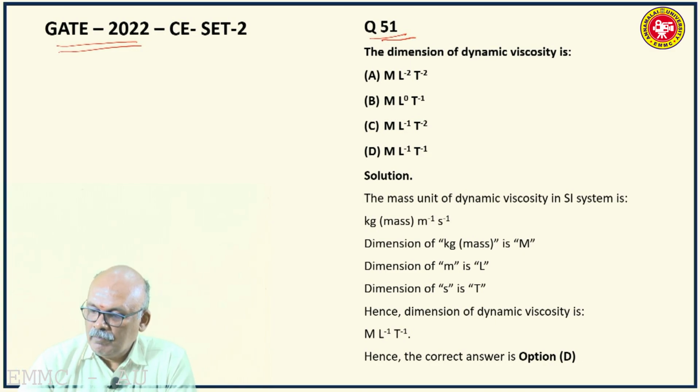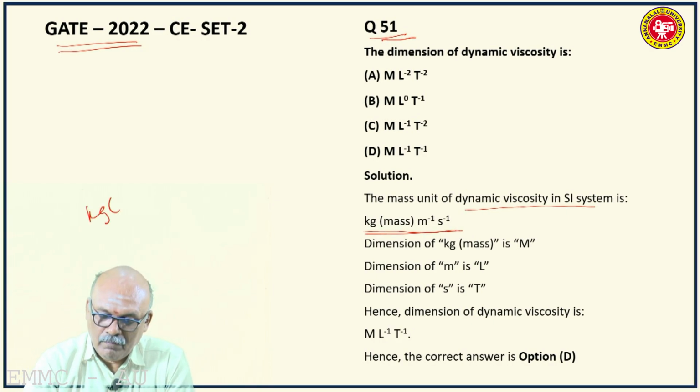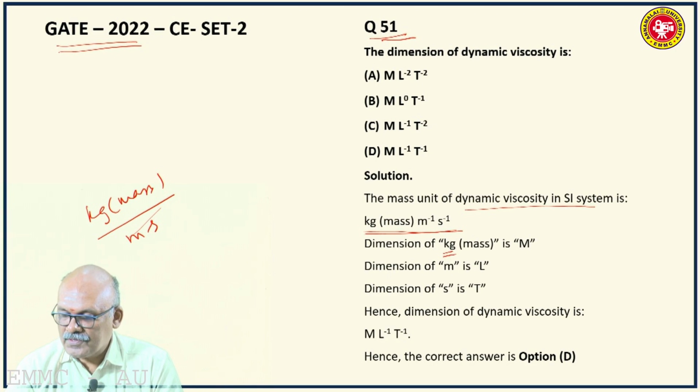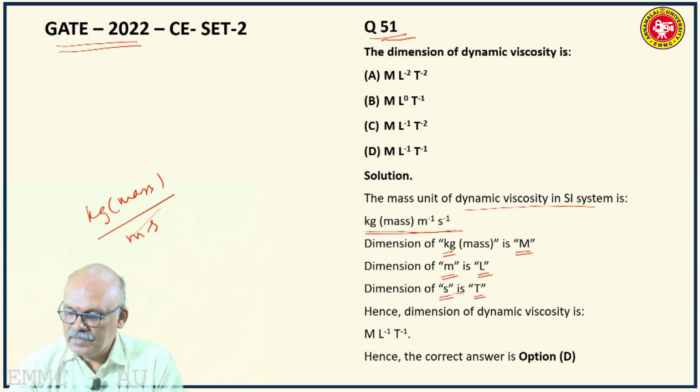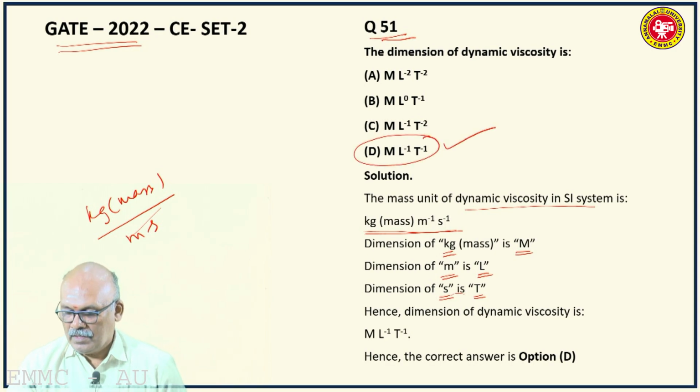Now we know that the mass unit of dynamic viscosity is kilogram mass per meter per second. So dimension of kilogram is mass M, dimension of meter is length L, dimension of second is T. So what about dimension of dynamic viscosity? So it is M L power minus 1 T power minus 1. So this is the correct answer. Okay, option D.